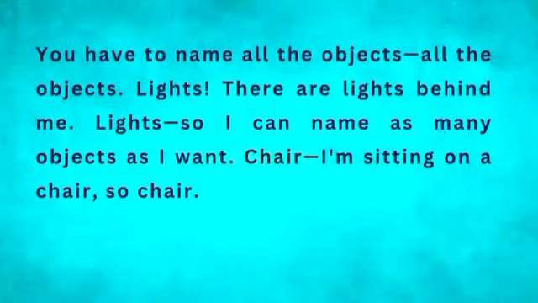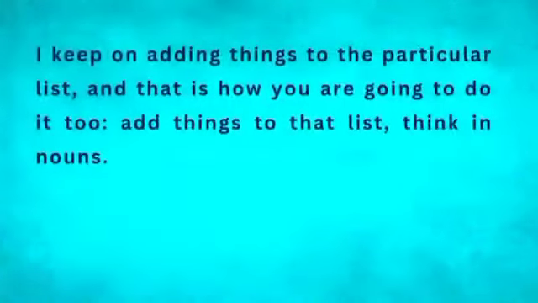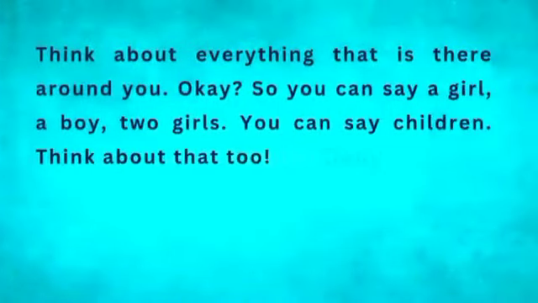Lights. There are lights behind me. So I can name as many objects as I want. Chair. I'm sitting on a chair. So chair. As many objects as you can name, you have to name them. Wristwatch. As soon as I'm coming up with a new noun, because now the process has begun in my mind, I'm just adding it. I keep on adding things to the particular list, and that is how you are going to do it too. Add things to that list. Think in nouns. Think about everything that is there around you.